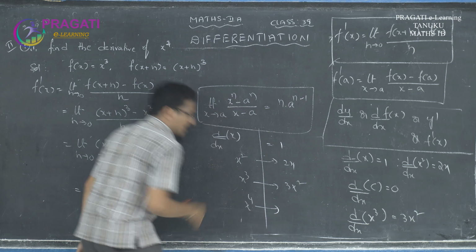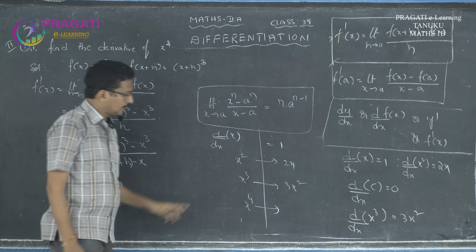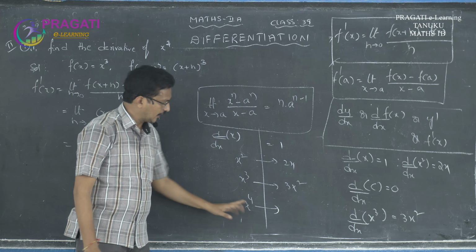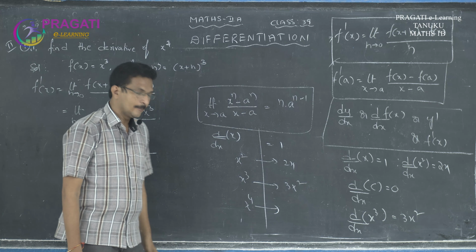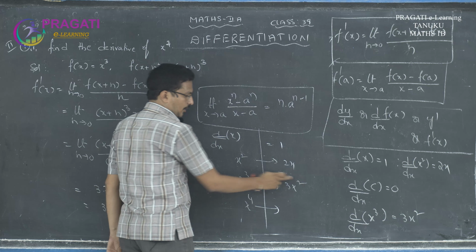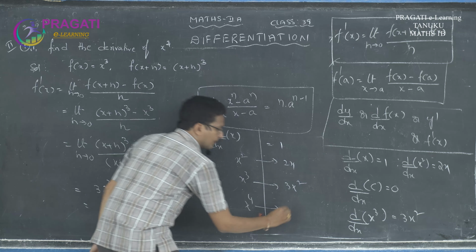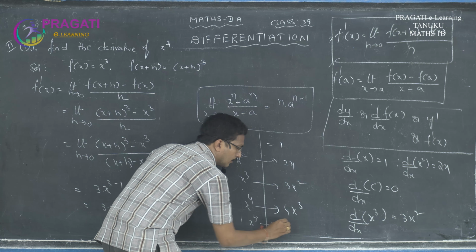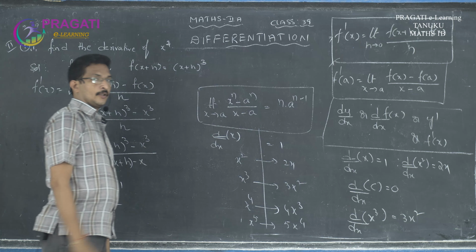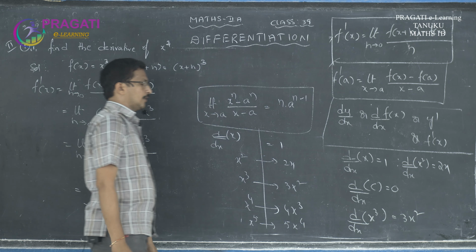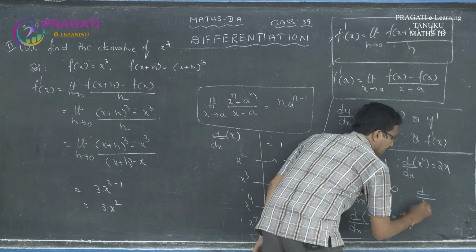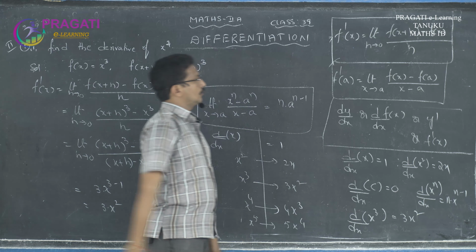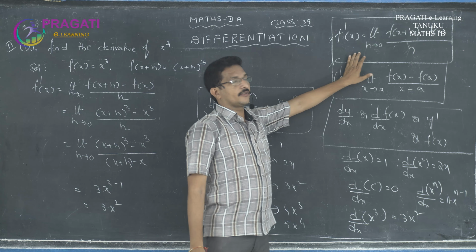What about x power 4? We observe that here x square gives 2x, x cube gives 3x square. What is the link? Here the x cube power comes to the front side and the power is reduced by 1. In this way, here it is 4x cube. What is the derivative of x power 5? 5x power 4. What is the derivative of x power n? n into x power n minus 1. So it is the f dash of x, the general derivative.